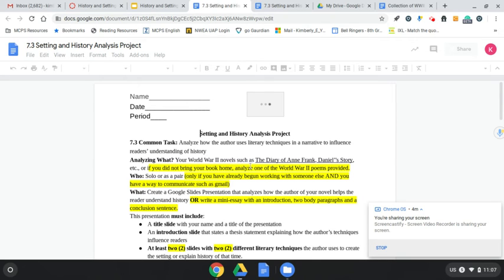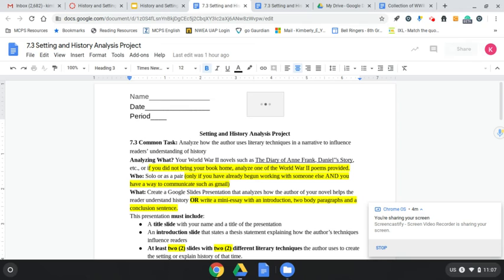Almost all of you already began this project. You should have your Google Slides in Google Classroom. What you're going to need to do is go into Google Classroom or go into your Drive, open that document, and then when you're finished with the assignment, instead of turning it into Google Classroom, you're going to turn it into my MCPS. Okay?